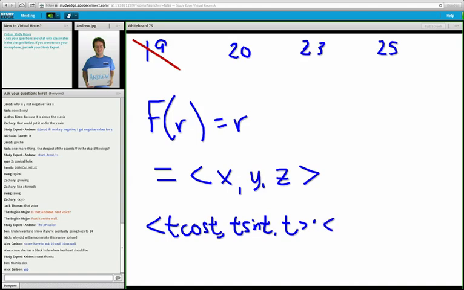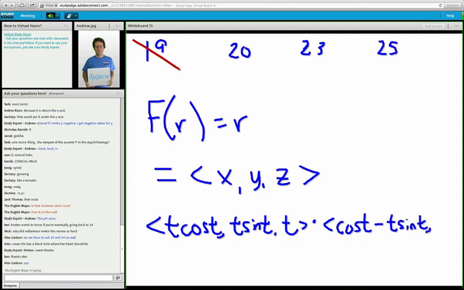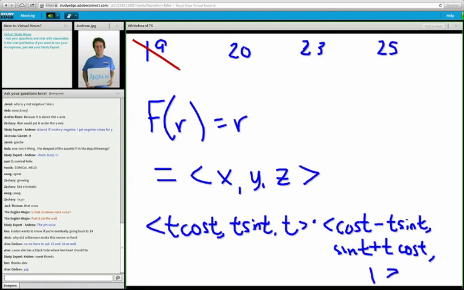Now taking the derivative here is going to be pretty painful. I regret doing this problem so much. The derivative is cosine t minus t sine t, because you have to do the product rule, comma, the derivative of t sine t is going to be sine t plus cosine t, comma 1.